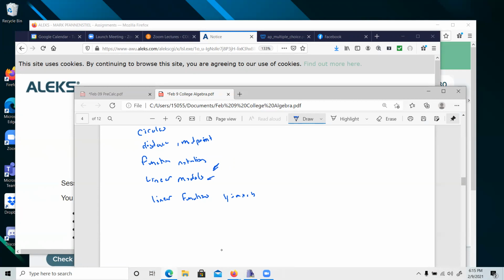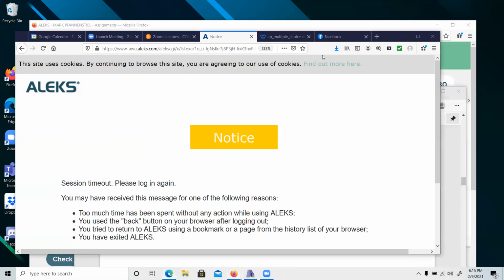Okay, and then we have graph transformations. I'll do my best to see if I can find another thing to deal with here, but I think I can call it here. Okay, so I'm going to stop recording here, and we'll figure out what we're doing tomorrow.